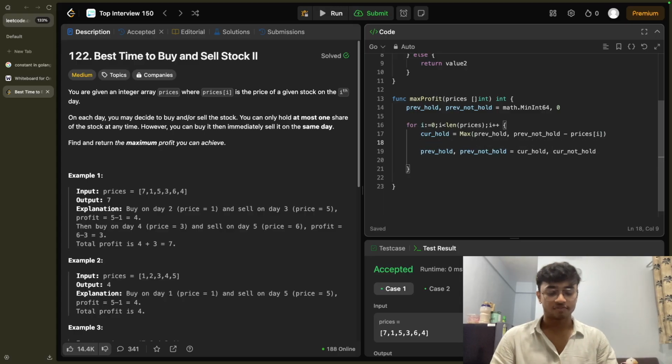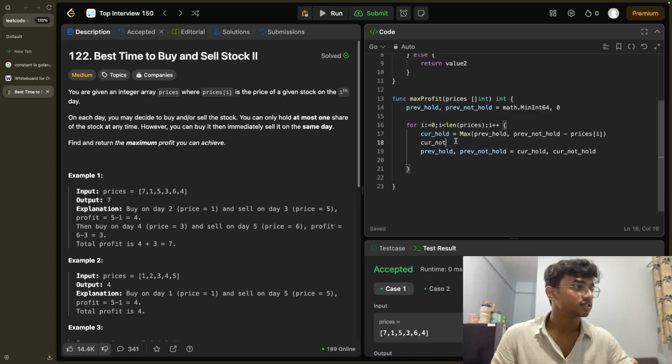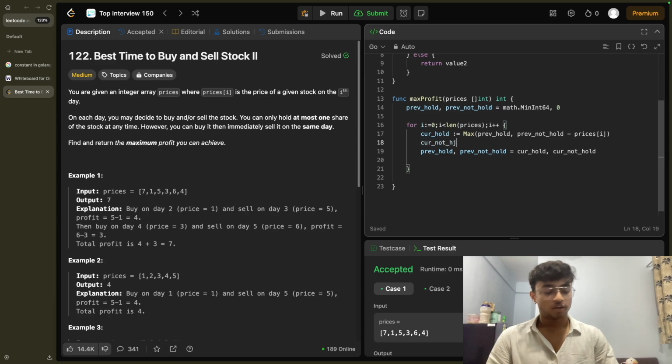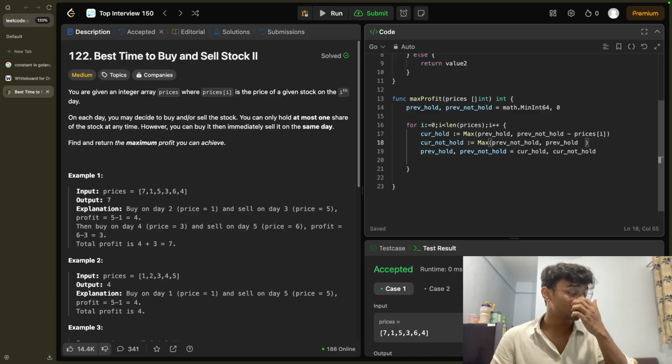And in the other case, when we want to see if we want to be in the not hold state or not, this is going to be an assignment. So for our current not hold, we are just going to check what is the max value between our previous not hold and us buying it now. So we have been not buying it yet. Sorry, previous current not hold is actually going to come from selling.